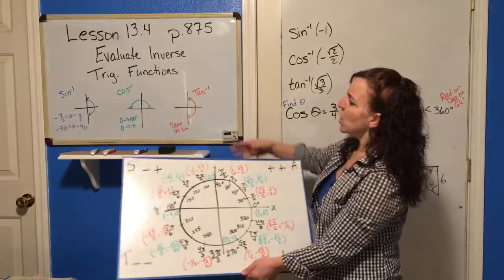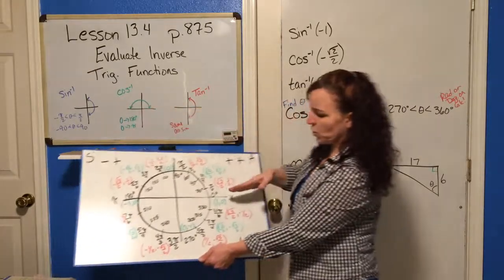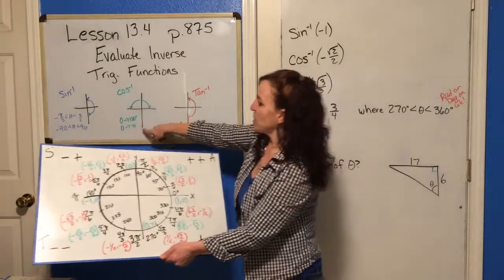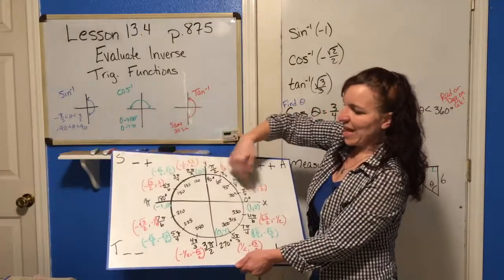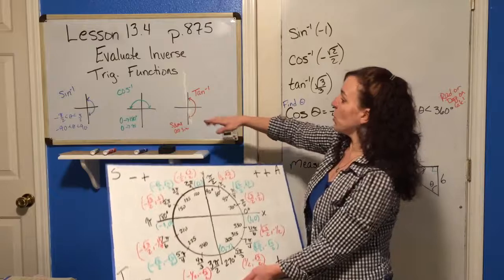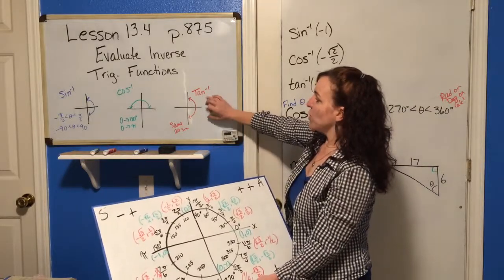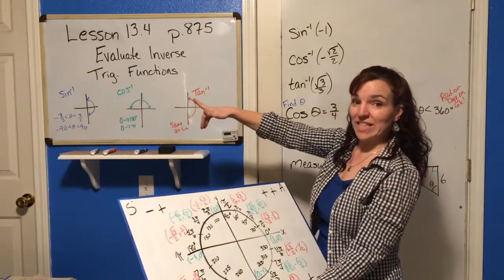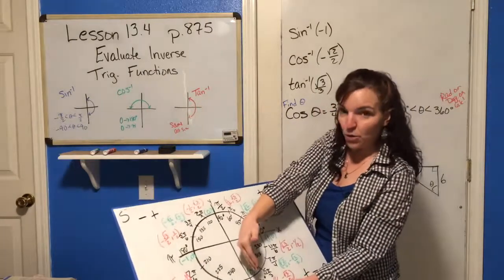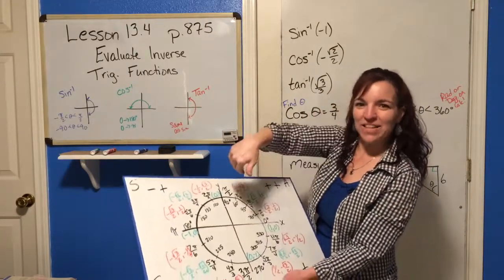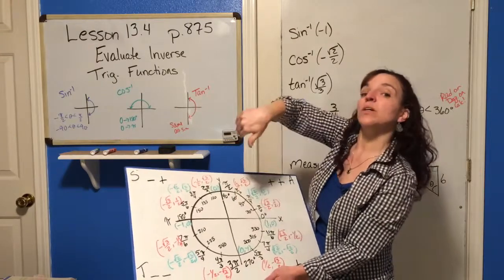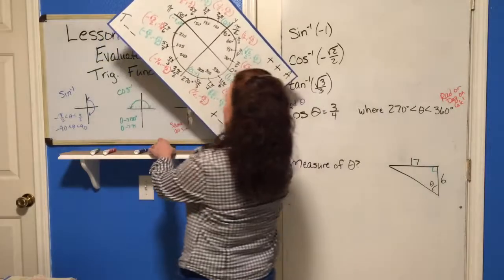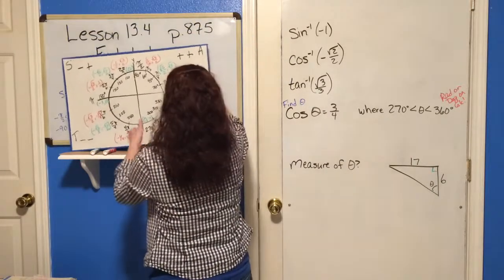With cosine, we use quadrants 1 and 2, so it's just from 0 to 180, or from 0 to pi, using those exact measurements that are on the unit circle. With tangent, we use the same quadrants and the way of measuring as we did with sine. So you're going to go from negative 90 to positive 90, or negative pi over 2 to positive pi over 2. All right, so let's use the unit circle now, and let's look at some of these.